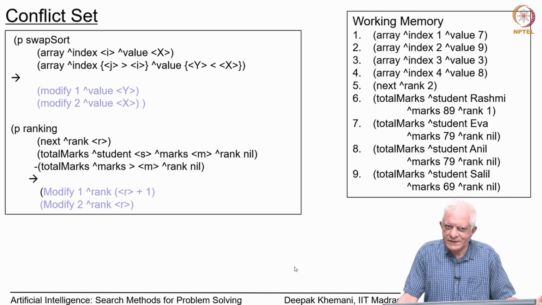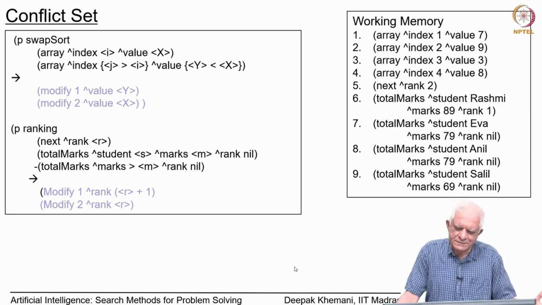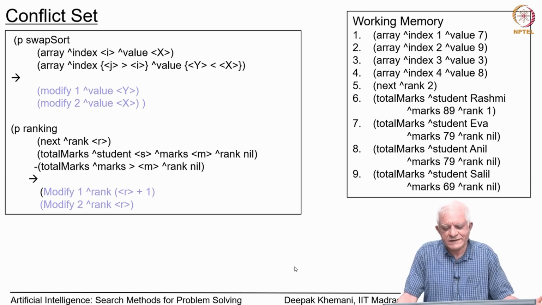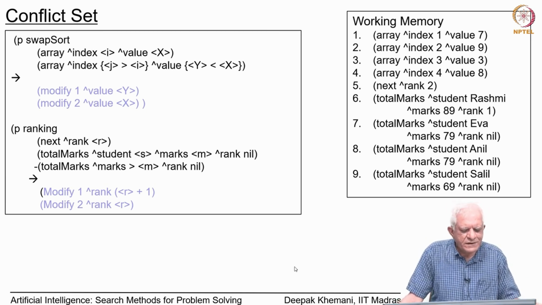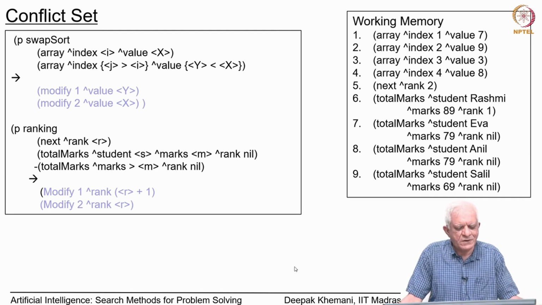What is the output of the match algorithm? It takes all the rules, matches it with all the data, and gives you what is called a conflict set. So, what is a conflict set? Let us look at this small example here. The two rules that we spoke about.